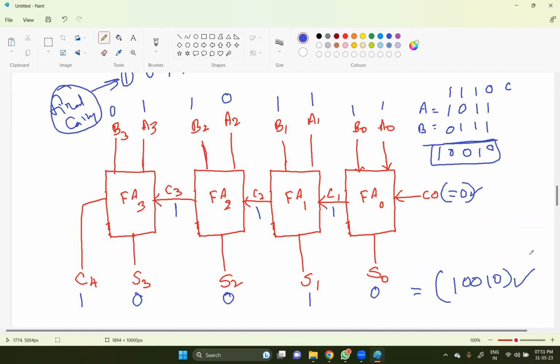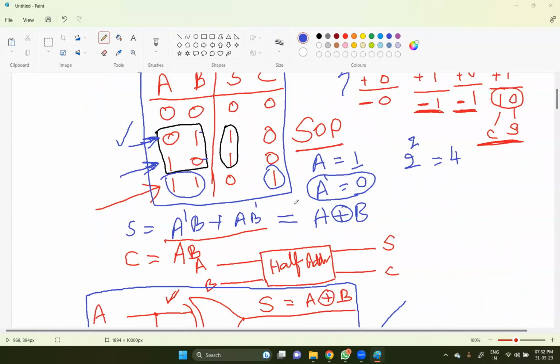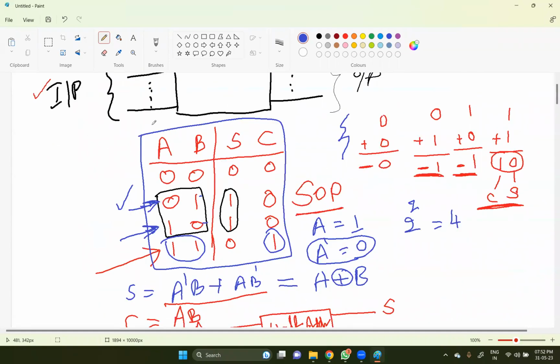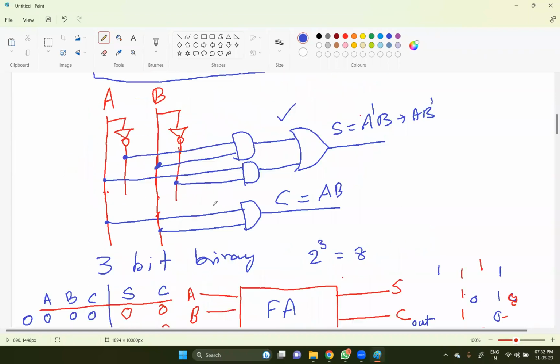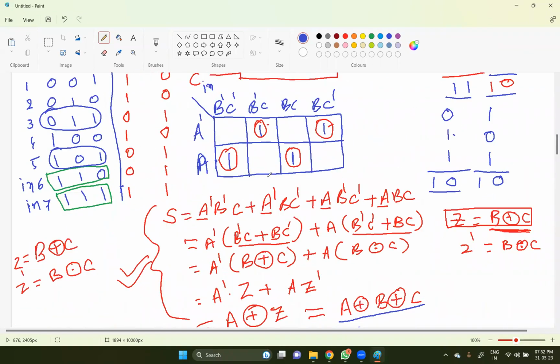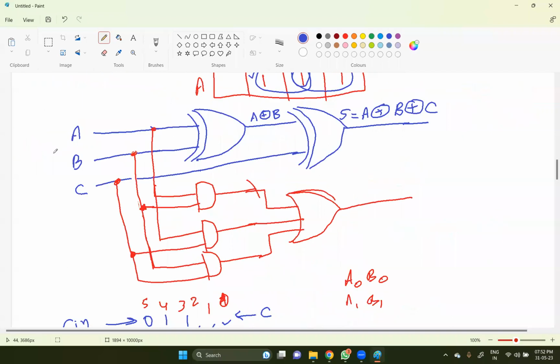So finally, as a conclusion in terms of adders, if you want to add exclusively 2 bits, then you need a half adder. So if you want to add only 2 bits, something like this, then you require a half adder. Half adder will look something like this. If you want to add 3 bits, you need a full adder. Full adder will look something like this, and this is the logic diagram for the full adder.